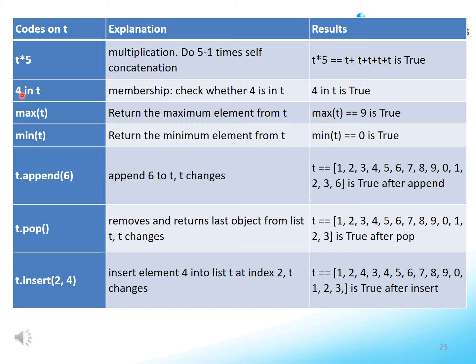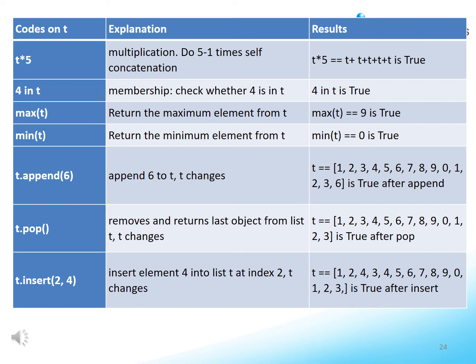Membership in operator: check whether an element is in a list. For example, 4 in T returns true. Max function: return the maximum element in T. For example, max T returns 9. Min function: returns the minimum element in T. For example, min T returns 0.